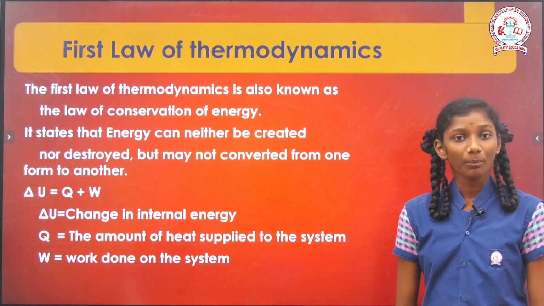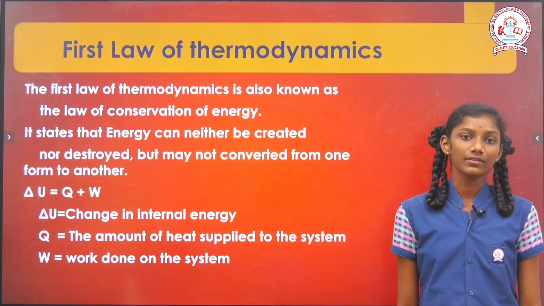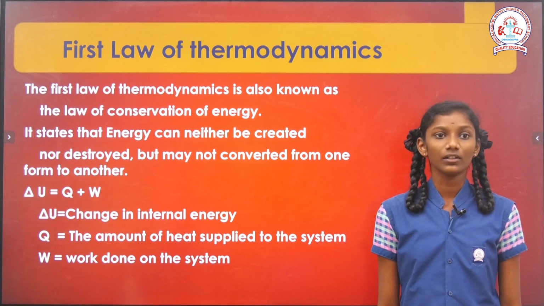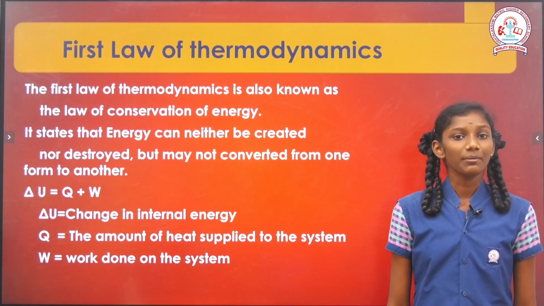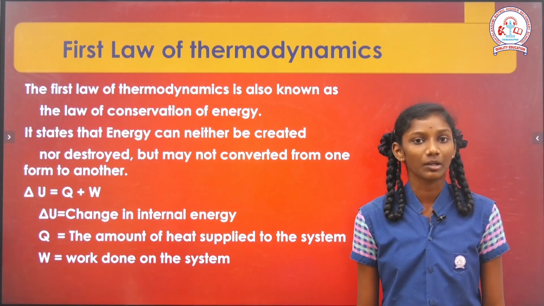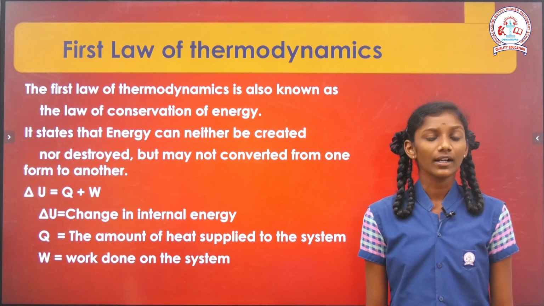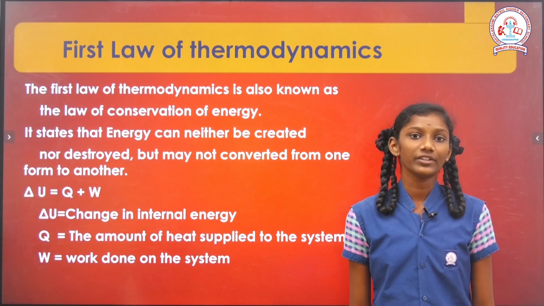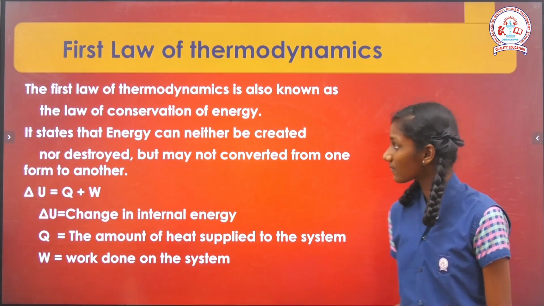Move on to the next topic, first law of thermodynamics. It is also known as law of conservation of energy. It states that energy can neither be created nor be destroyed, but can be converted from one form to another. The mathematical statement for first law of thermodynamics is delta U is equal to Q plus W. Here delta U is change in internal energy, Q is the amount of heat supplied to the system and W is the work done on the system.